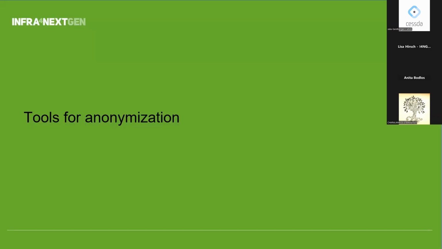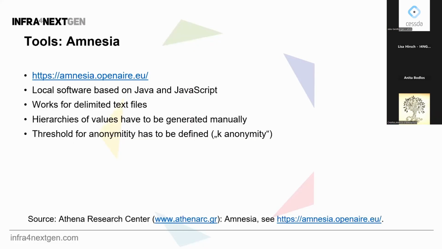So as I've already foreshadowed before, there are tools available for anonymization. I would like to briefly describe two of them today. Our first tool is Amnesia, which is offered and operated by OpenAIRE. Amnesia is a software that can be downloaded and then is installed and runs locally on your computer. It is based on Java and JavaScript. It works exclusively for delimited text files. So if you work with other kinds of data, you need to first transform it to these formats.